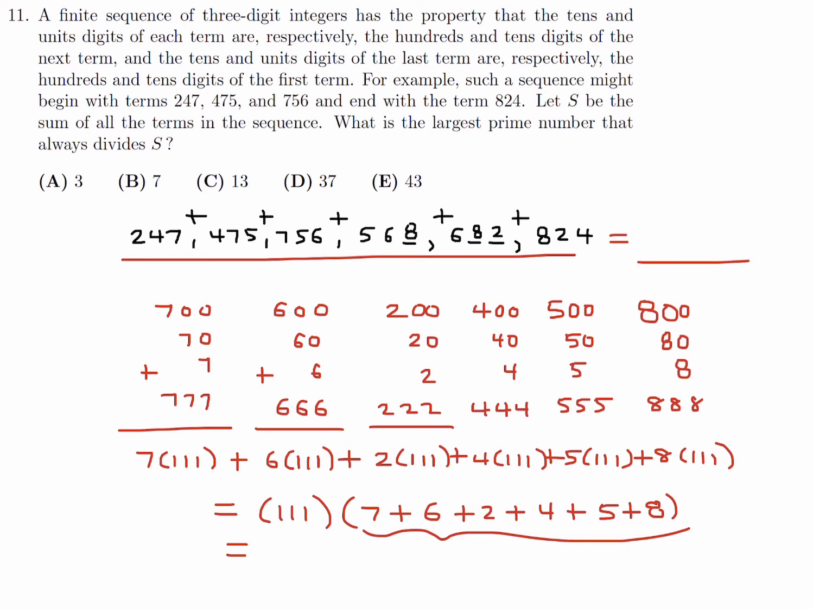I'm not so concerned about that number, but this number is very important. That tells you that any sum of this form, 111 will be able to factor out. And what is 111? It is 3 times 37. And this will always be a factor of these sums. The larger of these primes is 37. So therefore, the answer to number 11 is D.